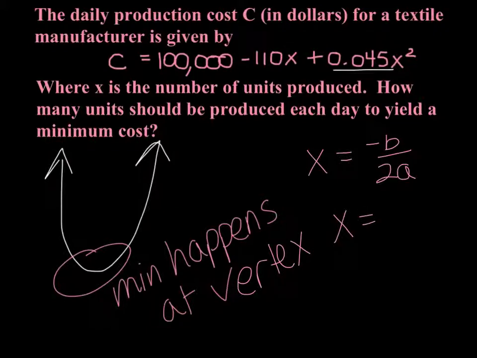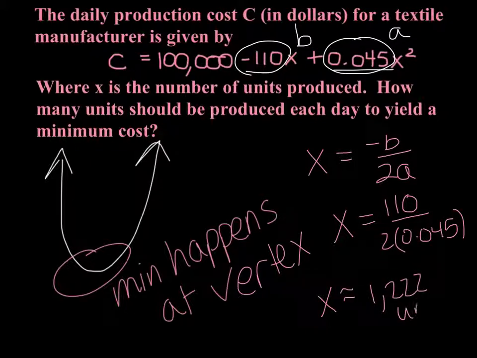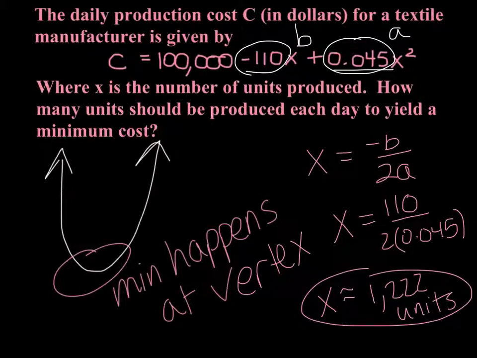So negative b, well, b is negative 110, that's your b. Here's your a, so I'm just going to plug them in there. So negative b would be 110 over 2 times a, which is 0.045. And when you divide that, I just rounded to the nearest whole number, which is 1,222 units. If you use your Wolfram Alpha or another graphing device, you'll see that that's where the minimum occurs. They didn't ask for the minimum cost, but I could then figure it out by plugging in 1,222.